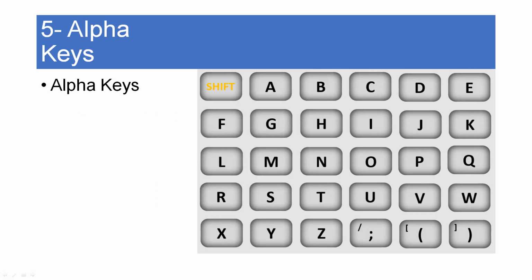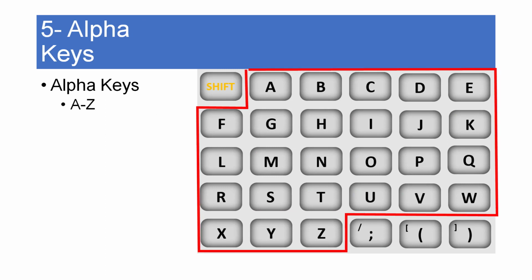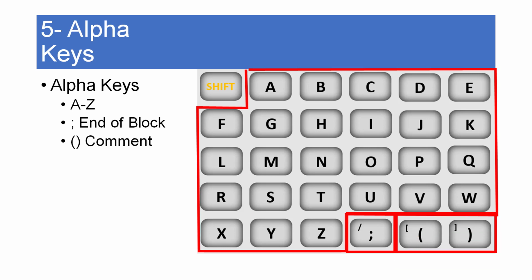The alpha keypad has letters A through Z, an end of block semicolon, comment parentheses, and a shift button. The shift button can access / and brackets as well as the yellow symbols located on the numeric keypad.